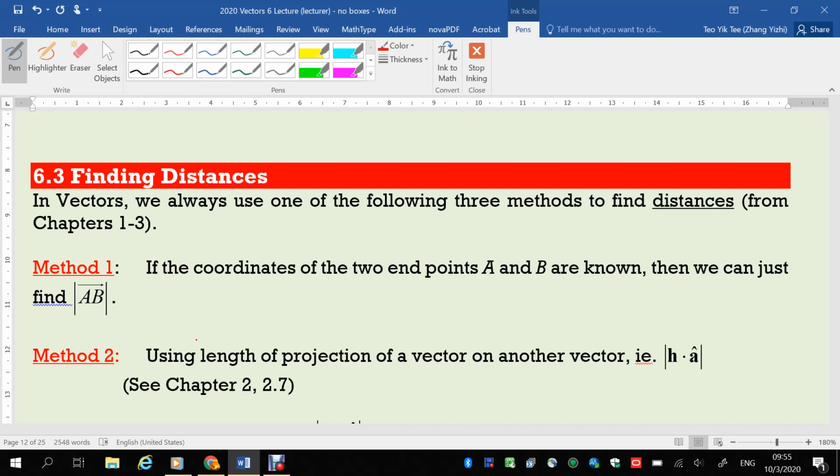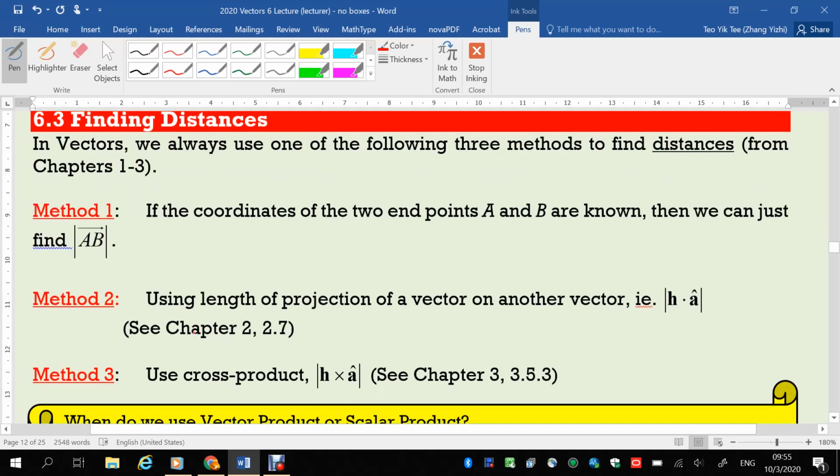So when it comes to finding distances, in a nutshell, there's actually three methods. The first method is actually an extension of your previous section. If you have found a foot of perpendicular from a point down to a line or a point down to a plane, you can find the magnitude, and that will be the shortest distance from your point down to your line or your plane.